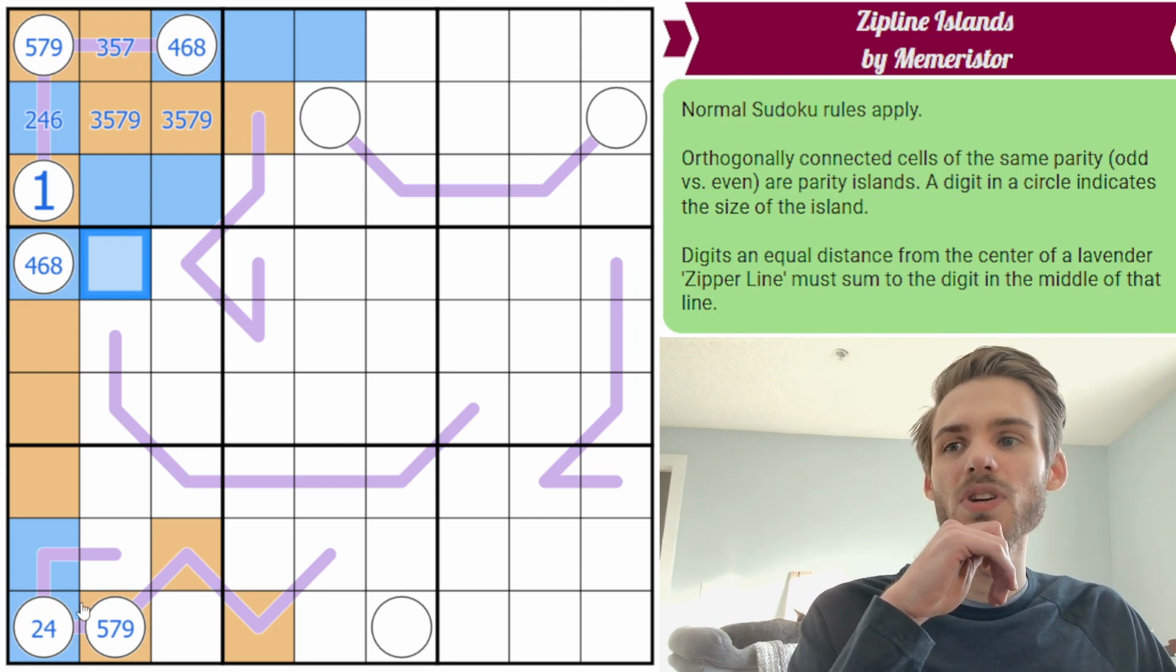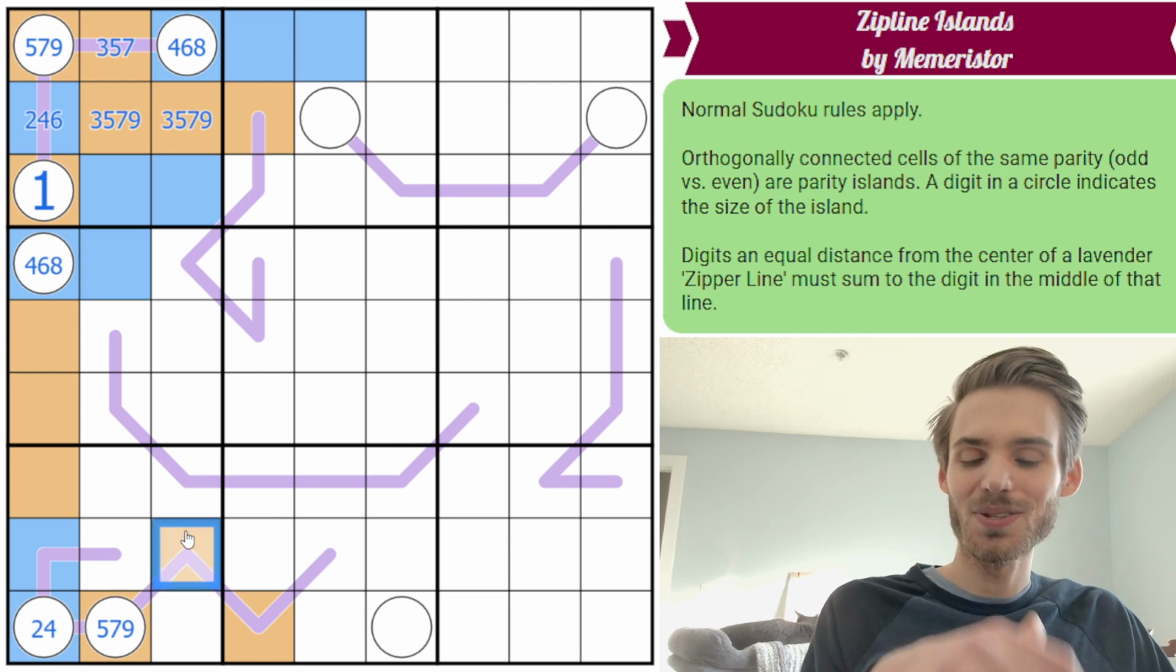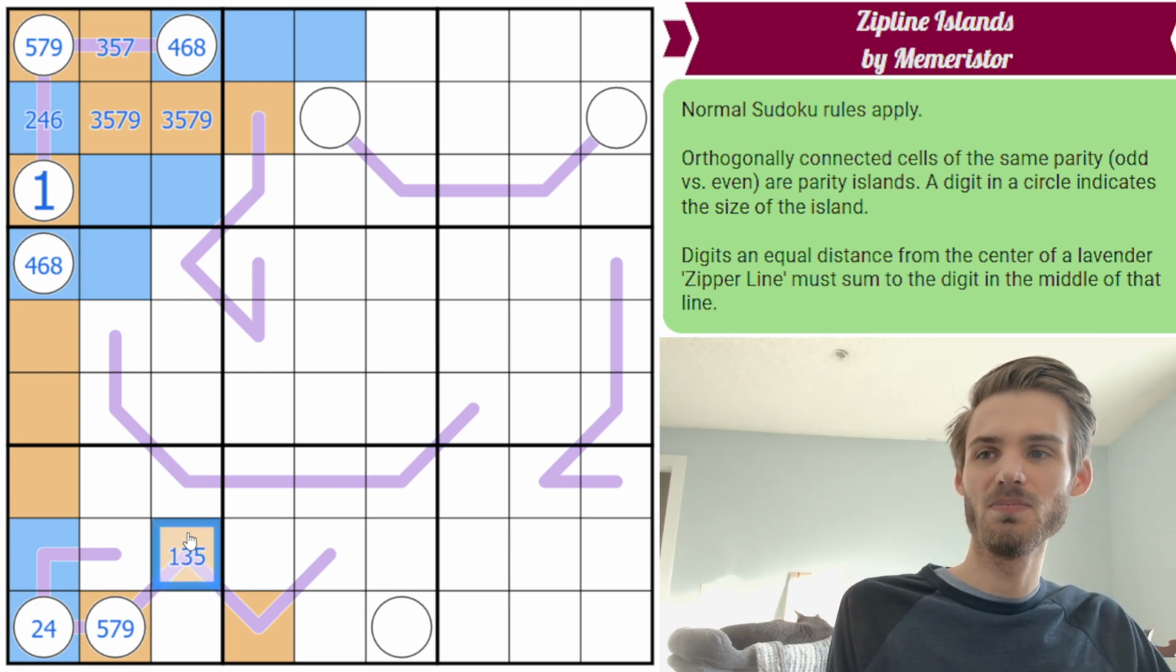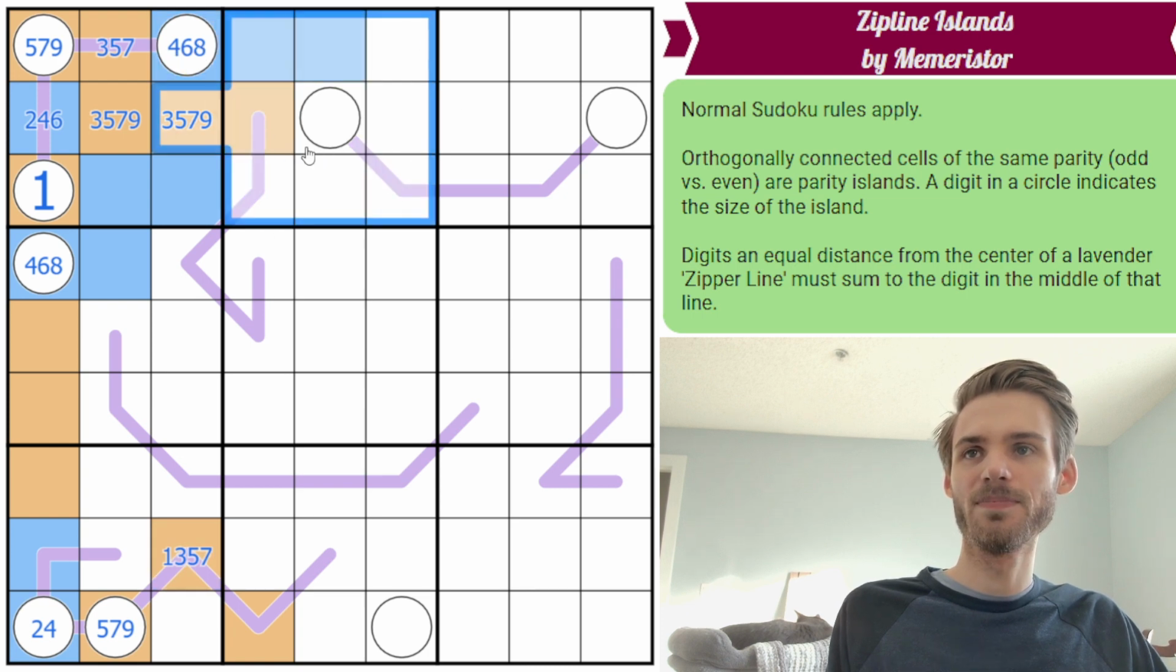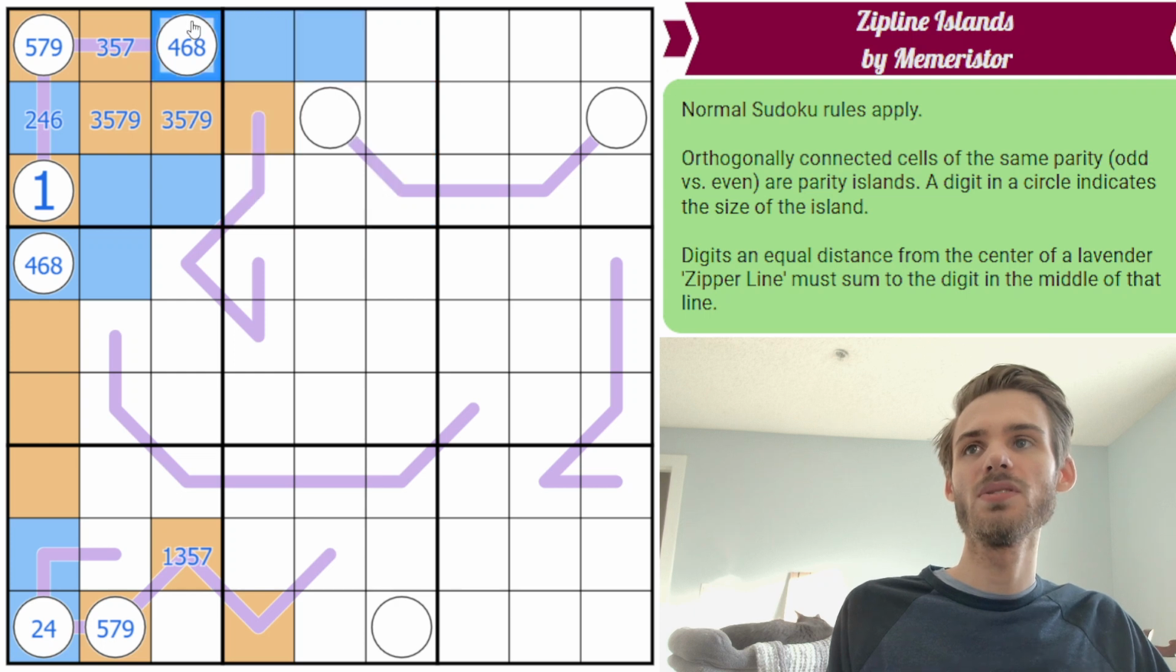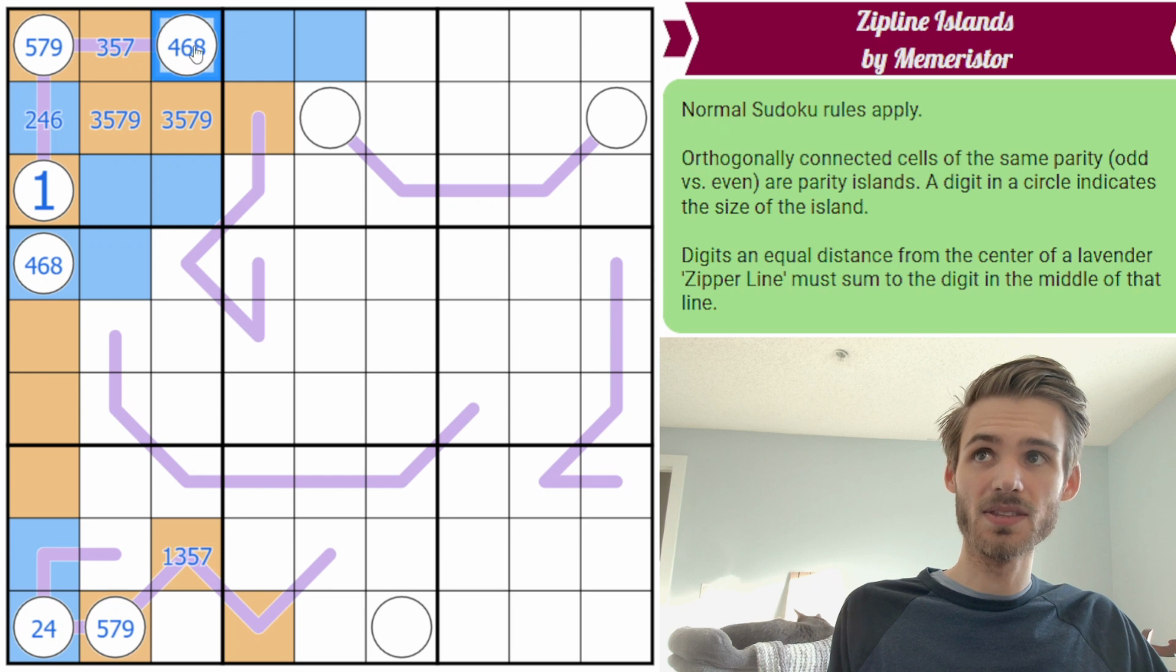So at this point, it's not super clear what we need to do. We can do some pencil marks, but ultimately we need to start to understand this area. So if we start to understand this area, we can focus in on the interaction between this island and this island, because they're very much linked in the fact that this island is 1 less than this island. So let's consider, when can this be more than 4?